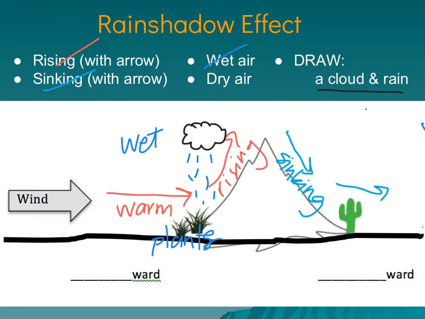You can check that off. We're over here. This is the dry side of the mountain. I tried to add in a little cactus. You can go ahead and label this as the desert side, again known as the rain shadow, the side of the mountain lacking the rain.